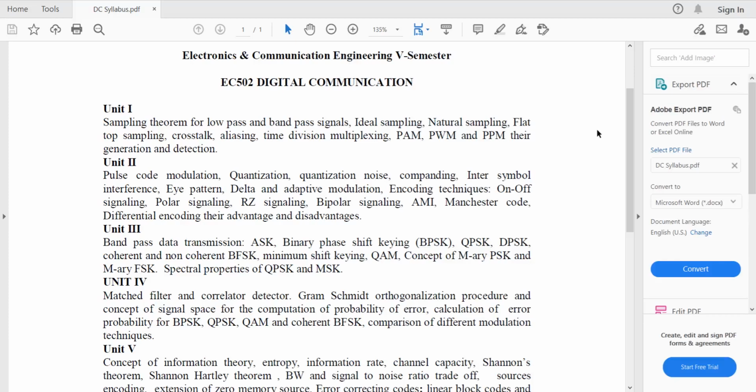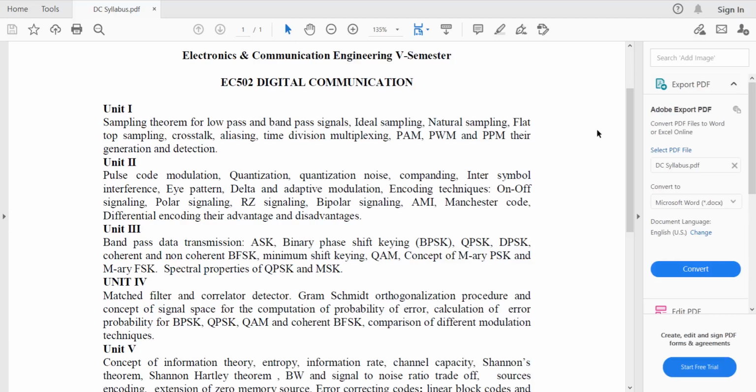Then there is BPSK, binary phase shift keying. QPSK is quadrature phase shift keying. DPSK is differential phase shift keying. Then comes coherent and non-coherent BFSK. BFSK is binary frequency shift keying. So BPSK, QPSK, and DPSK are very closely interrelated because all of them are phase shift keyings. So we'll see what all differences are there in them, and which one is used at which practical area.